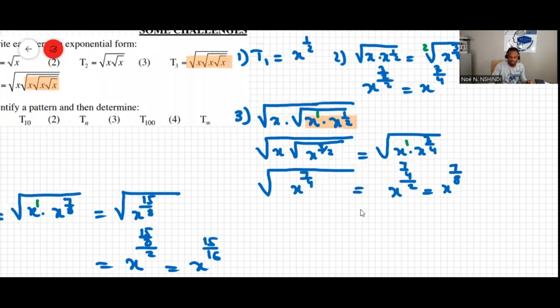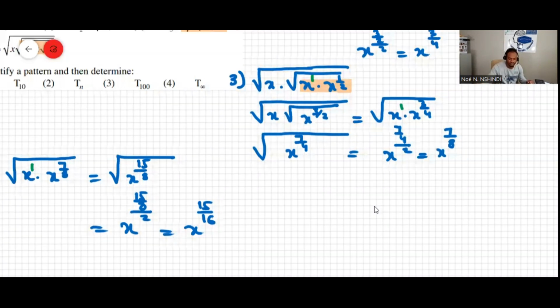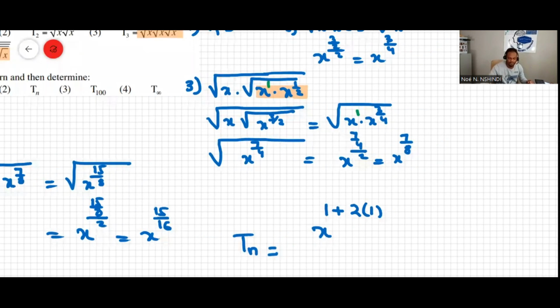Okay, so let me write this way. The general form can be, I can say Tn will be like x to the power of, the first term is 1, okay, and then we're going to plus 2 times n at the numerator, okay, let's say n.